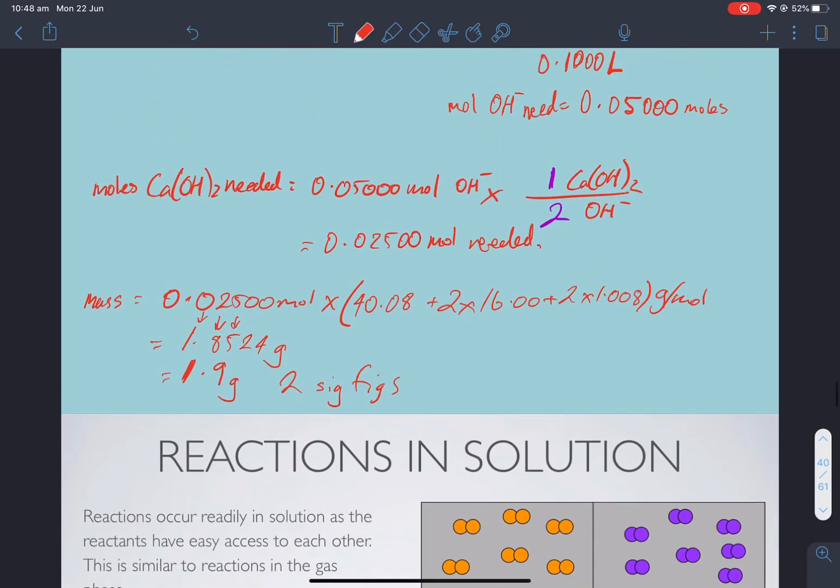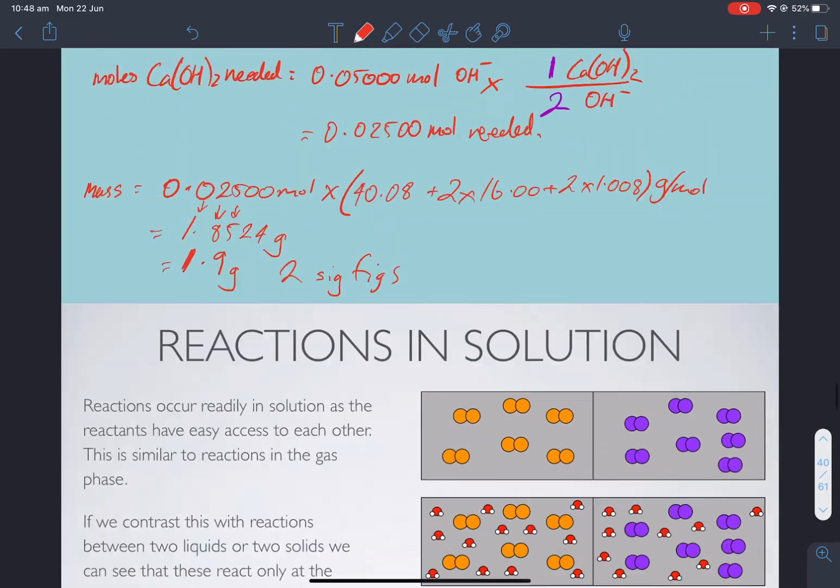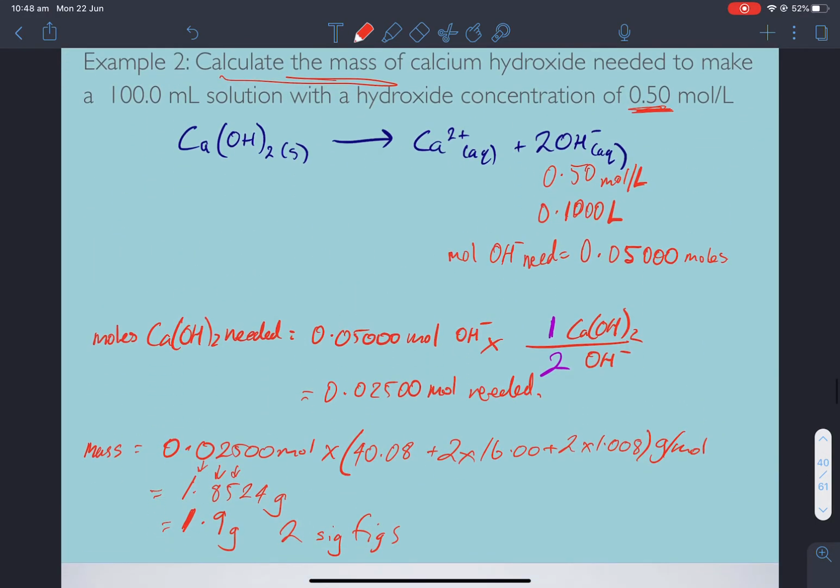All right. Couple of examples there. Next up, I'm going to talk about reactions in solutions, and then we'll do a few more problems.